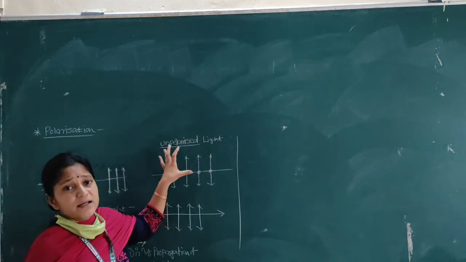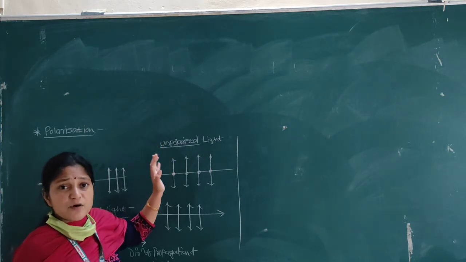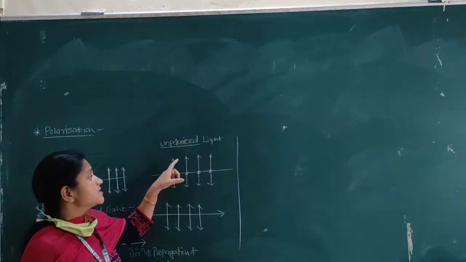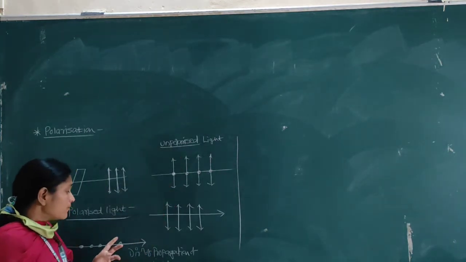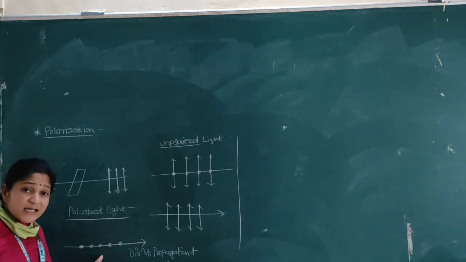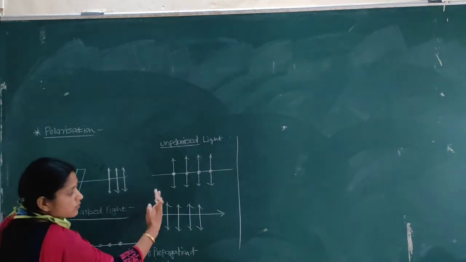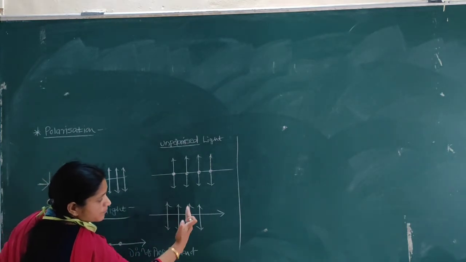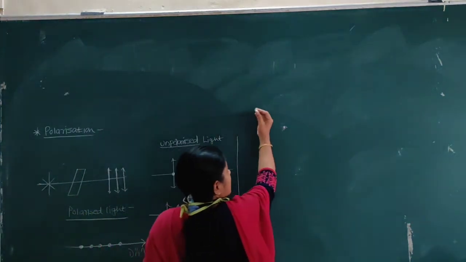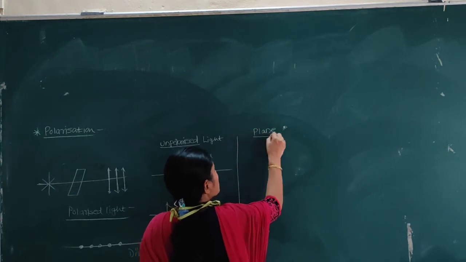The simple definition is that unpolarized light means a light in which vibrations of particles are in all possible directions. And polarized light means what? A light in which vibrations of the particles are restricted in only one direction. Understood? Now, after this, we discuss the plane of vibration and plane of polarization.